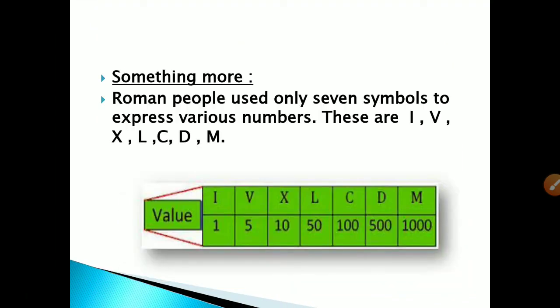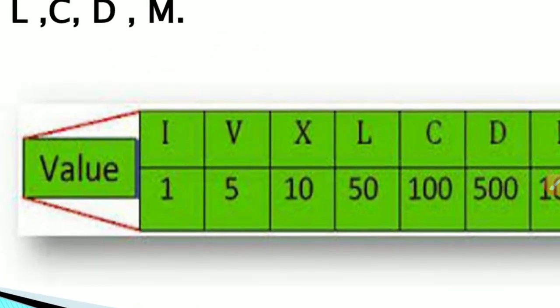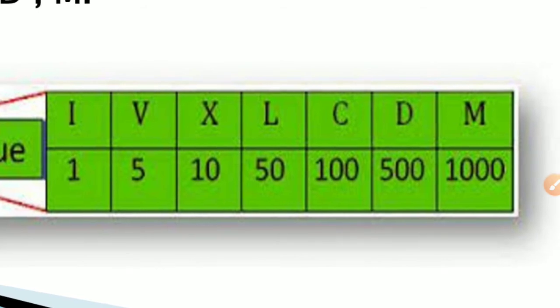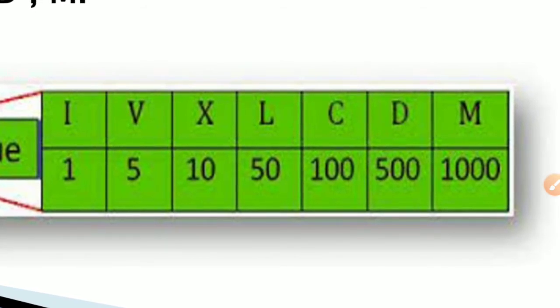Now there are some more Roman numerals. Roman people used only 7 symbols to express various numbers. These are I, V, X, L, C, D, M. The value of I is 1. The value of V is 5. The value of X is 10. The value of L is 50. The value of C is 100. The value of D is 500. And the value of M is 1000.